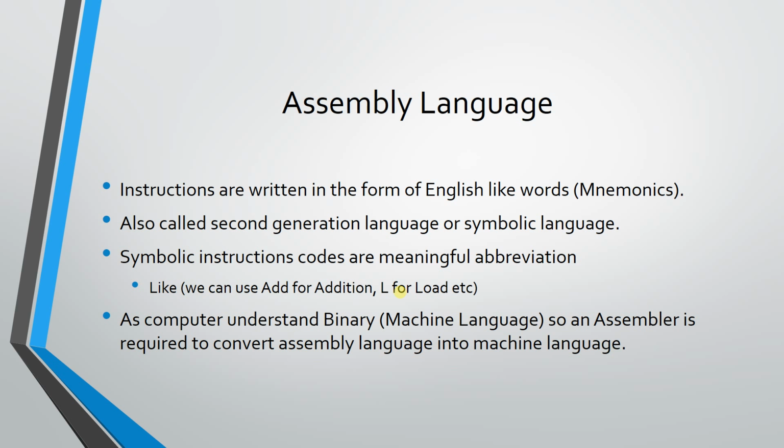The assembler program will pick an instruction of assembly language, the instruction in symbolic form, and will convert this instruction into a set of zeros and ones. And this set of zeros and ones, or binary form, can be executed by the CPU easily. So we use an assembler program to do this task.